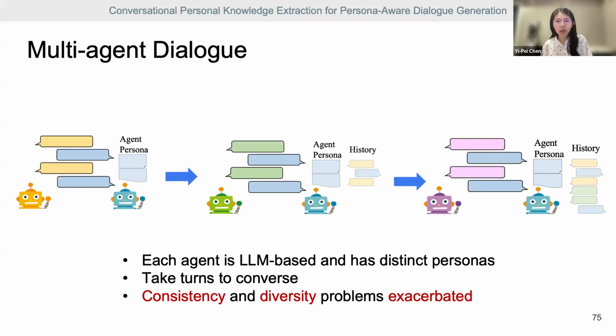In this work, we mainly work on multi-agent dialogue. This is an illustration of multi-agent dialogue, where each agent is based on an LLM and has distinct personas. They take turns to converse with each other. After one agent, here the blue agent, chats with multiple agents, its dialogue history will contain the personas of various agents. And we found that the consistency and diversity problems are exacerbated significantly in these multi-agent dialogues.